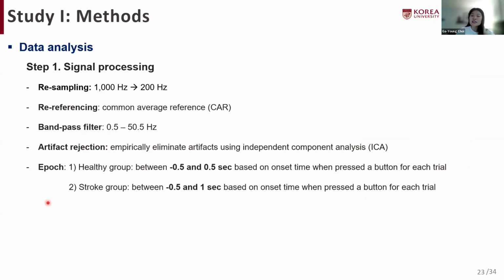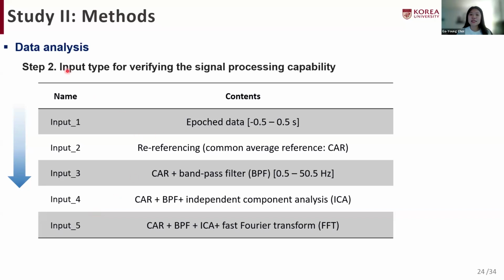And exceptionally, the data were segmented between minus 0.5 and 1 second based on the visual stimulation, indicating the starting point of the task for each trial, especially for the stroke groups, because we accommodated some variation in task completion times between patients because of their severity. But all subjects completed within 1 second, so we used this period for the stroke patients. Additionally, we divided the input data into 5 types to evaluate the impact of different levels of signal processing on the performance of the proposed deep learning model.